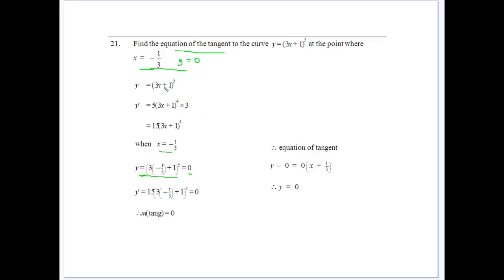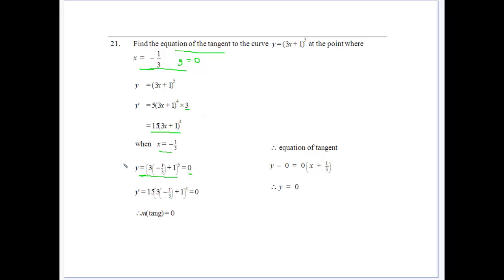But when we've got a bracket to the power, we need a chain rule. So the 5 comes down, 3x plus 1 stays the same, subtract 1 from the power, multiply by the derivative of 3x plus 1, which is 3, which gives us a first derivative function of 15 outside of 3x plus 1 to the power of 4.